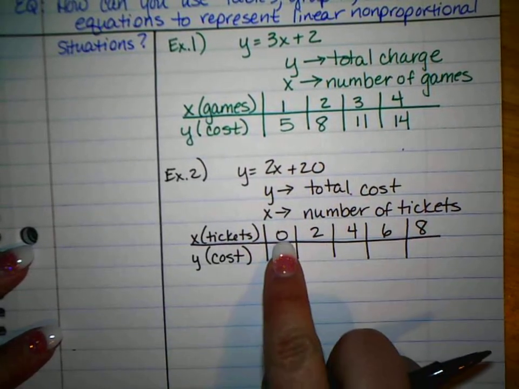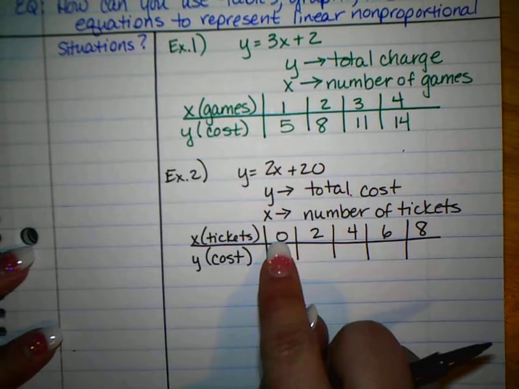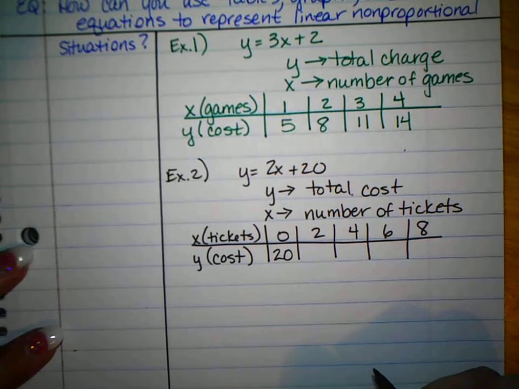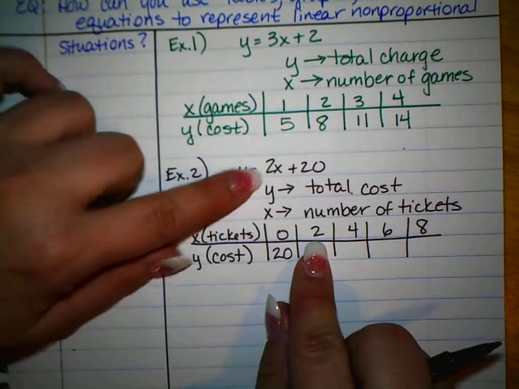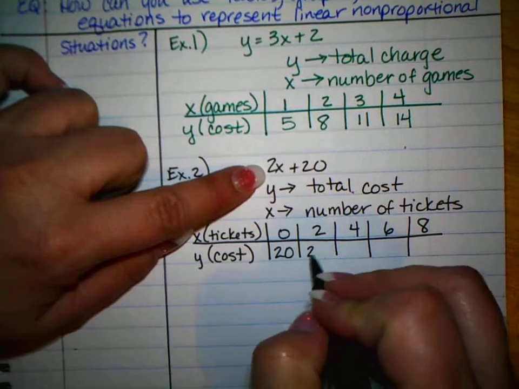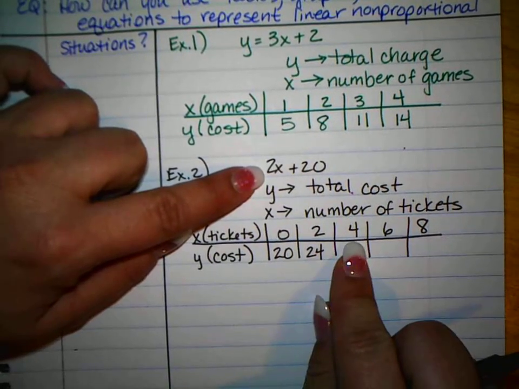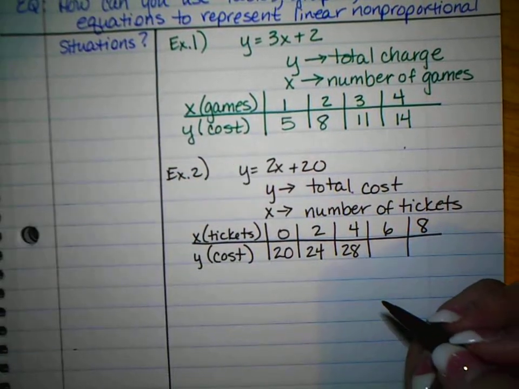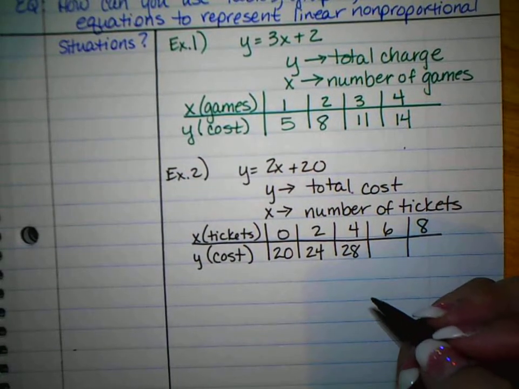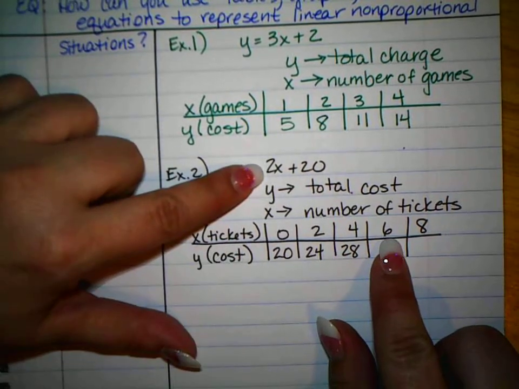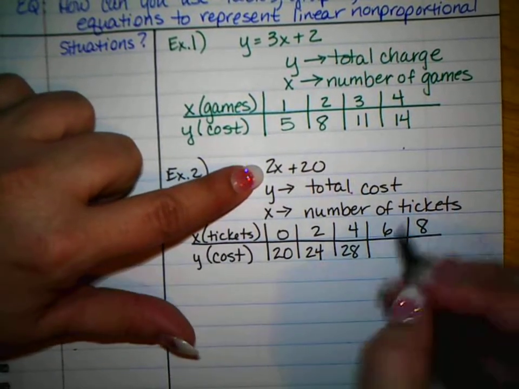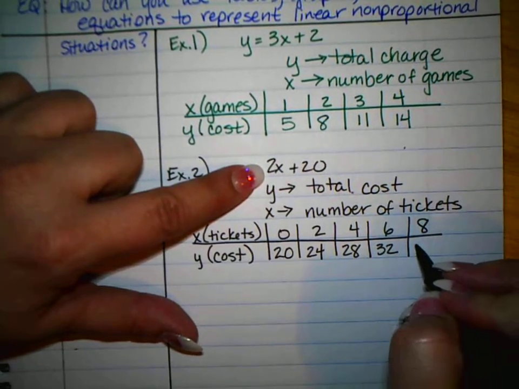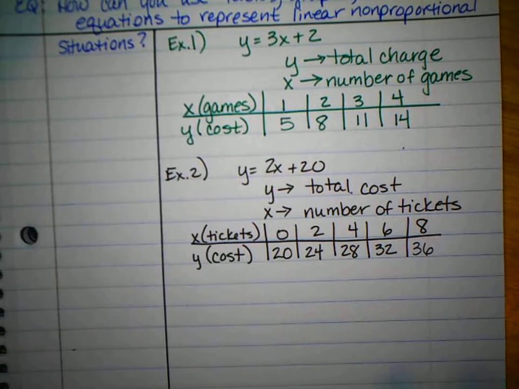Well, if we purchase 0 tickets, 2 times 0 is 0, so our cost is $20. 2 times 2 is 4, plus 20 is 24. 4 times 2 is 8, plus 20 is 28. Again, we could have used our calculator here, but we're just multiplying by 2. That's 12, plus 20 is 32. And 8 times 2 is 16, plus 20 is 36.